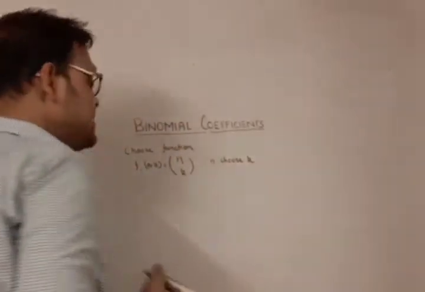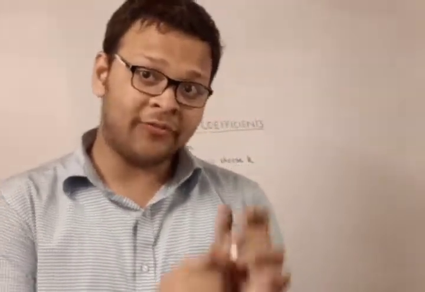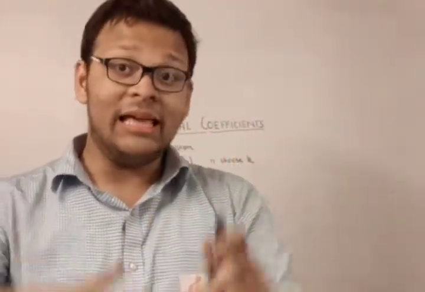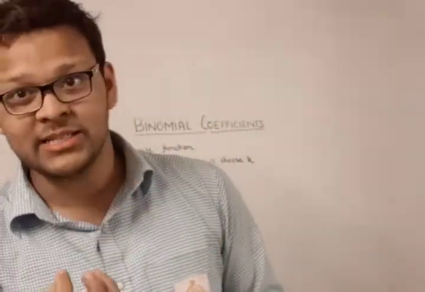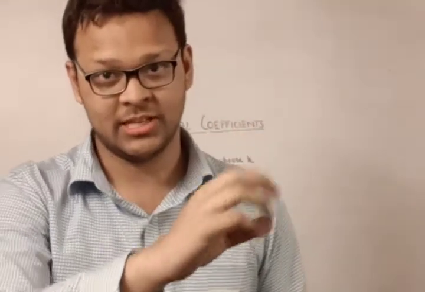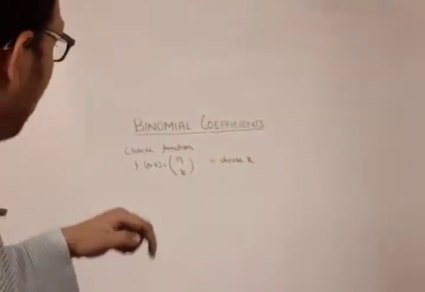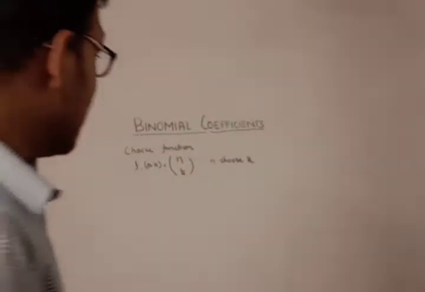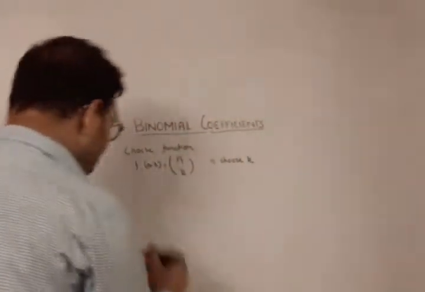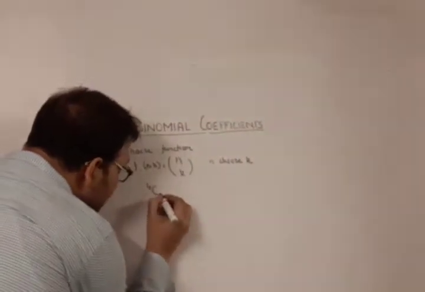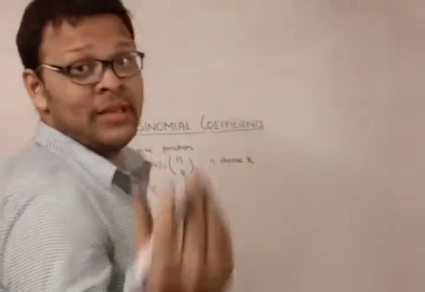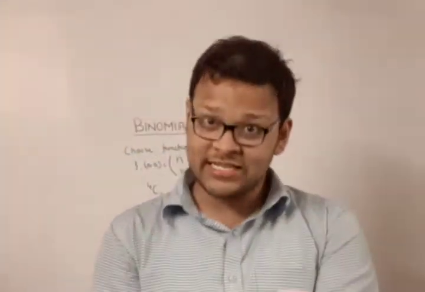Which means that you are given n objects and you have to select k objects. Not only that, in how many ways can you select k objects out of the n objects? So this is basically the choose function. Let me give you an example. What can be 4 choose 2? 4 choose 2 means I have to select 2 objects out of 4 objects.